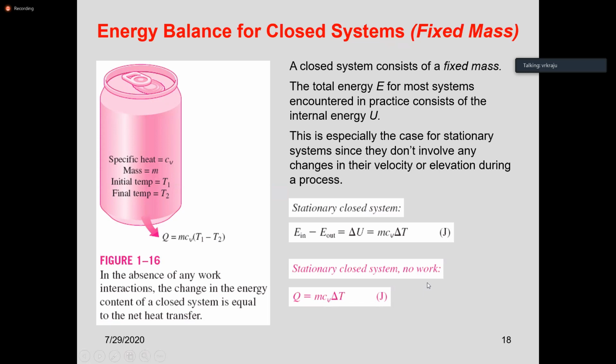So for a closed system, if there is no work, then we can write the heat transfer as m Cv dT. Because E in minus E out gives rise to the heat change of the system, or the heat content of the system. So that's why we can write, for a closed system, Q equal to m Cv dT.